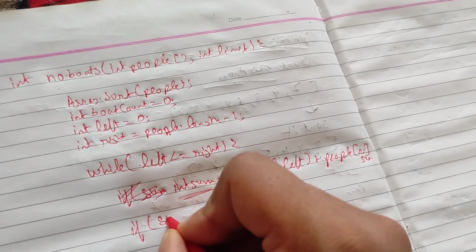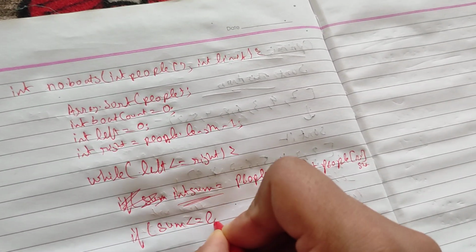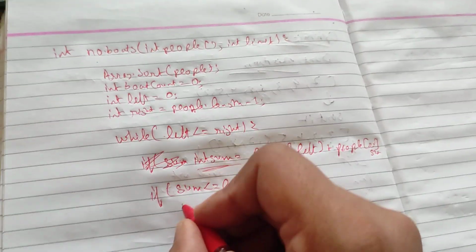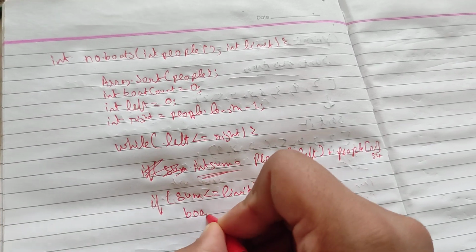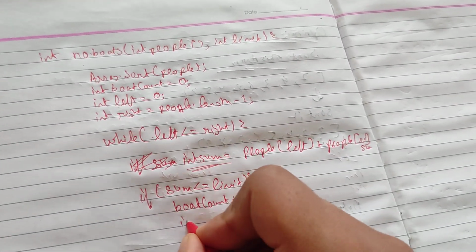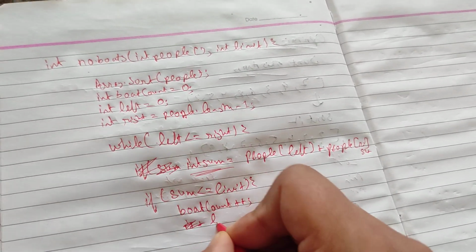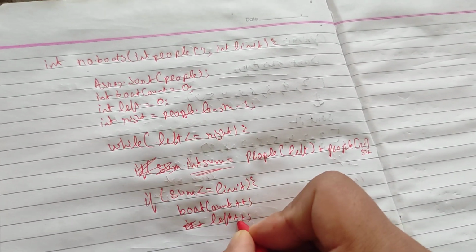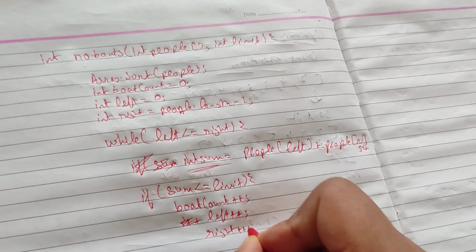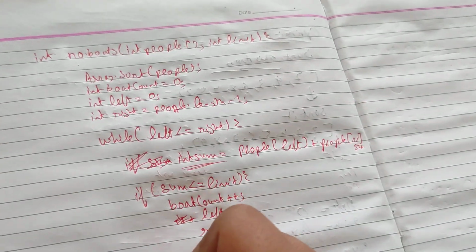So my first possibility will be if my sum is less than or equal to my limit. If that's the case, then I will increment my boat count. Then I will increment my I pointer, or left pointer, and decrement my right pointer. You can consider any variable, it's all up to you.